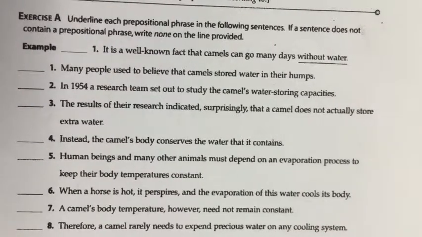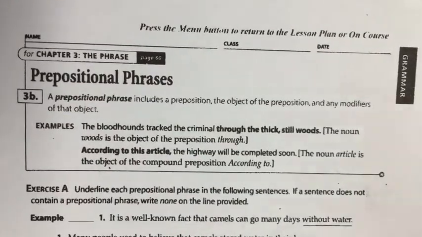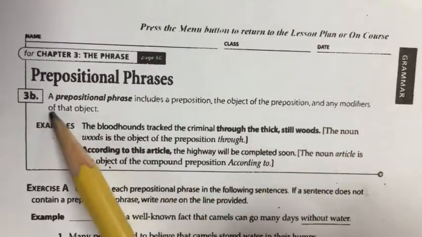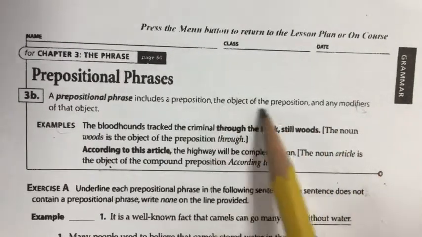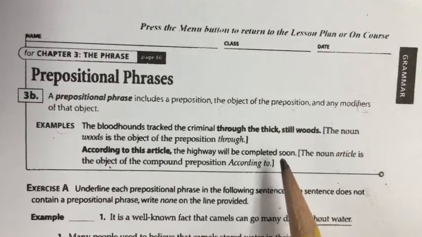All right, so we're going to go over prepositional phrases here. What you'll have to do is look for prepositions, and then you'll want to keep underlining. So let's look at the example up here. It says it includes a preposition and the object of the preposition and any modifiers of that object. Modifiers mean words that describe, and objects of prepositions are nouns. So when I say modifiers, I'm saying like adjectives that describe them.